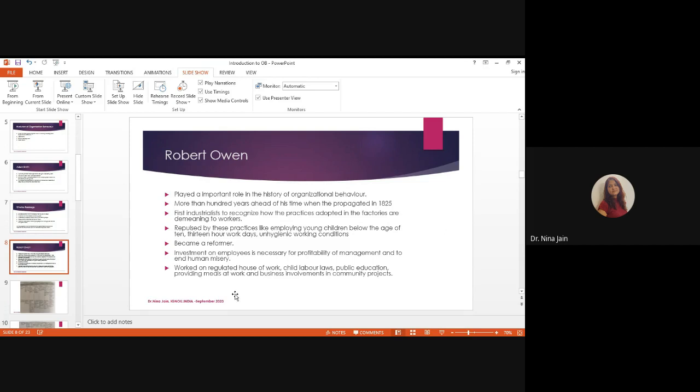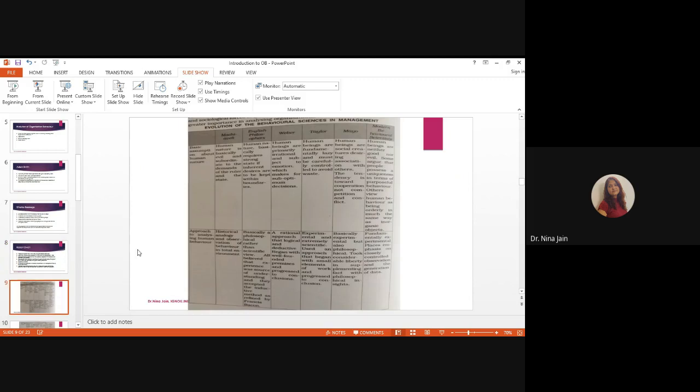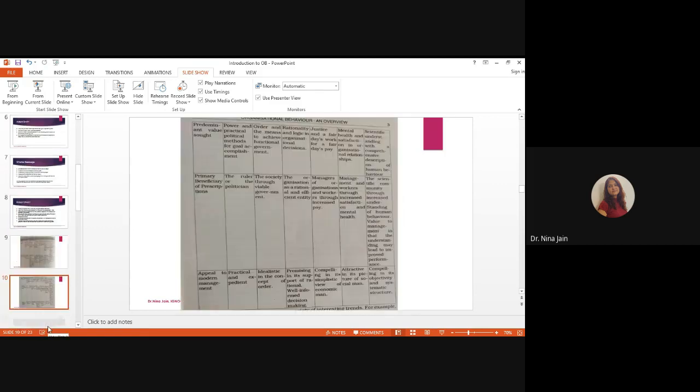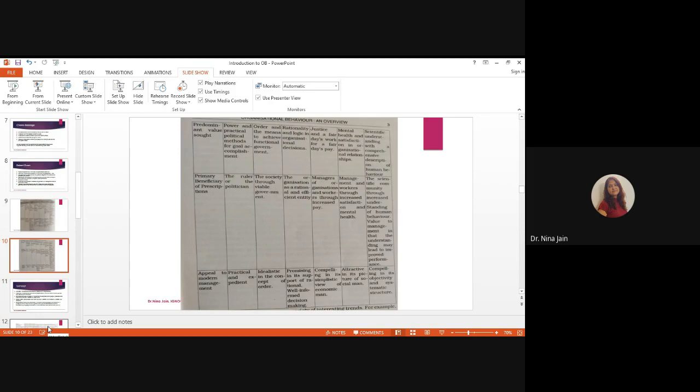So these were the three people whom you have to understand, what they tried to do. Now, let us move to the behavioral science in management. There were many people who talked about the behavioral science in management, and there has been an evolution of the behavioral science from zero to what we are today. So, let us look at this chart. First you see these are the characteristics, like basic assumption about human nature. Then there is the approach to analyzing human behavior, and in the next slide we'll see the predominant values sought by these people, then primary beneficiary of prescriptions and appeal to modern management. These are the two slides we have to see.